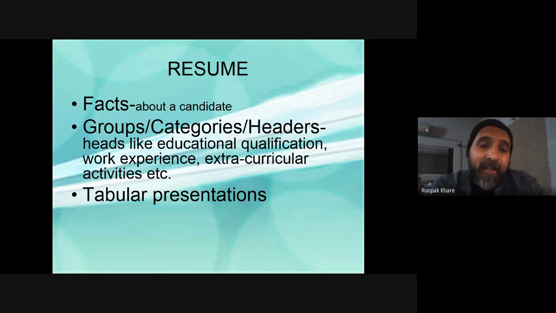Now, what could it contain? It will contain various categories or headers or groups, like educational qualifications, or the kind of experience you have gained, where all you have worked, maybe as an employee or as an intern or as a volunteer. Then all that you have done, extracurricular activities, maybe you've participated in some camps, maybe you've done some certifications or diplomas, all those things come into different headers and categories. That is another part of it. And third, we present tabular things in it, some data, some statistics about your own self. All this is a part of a resume.